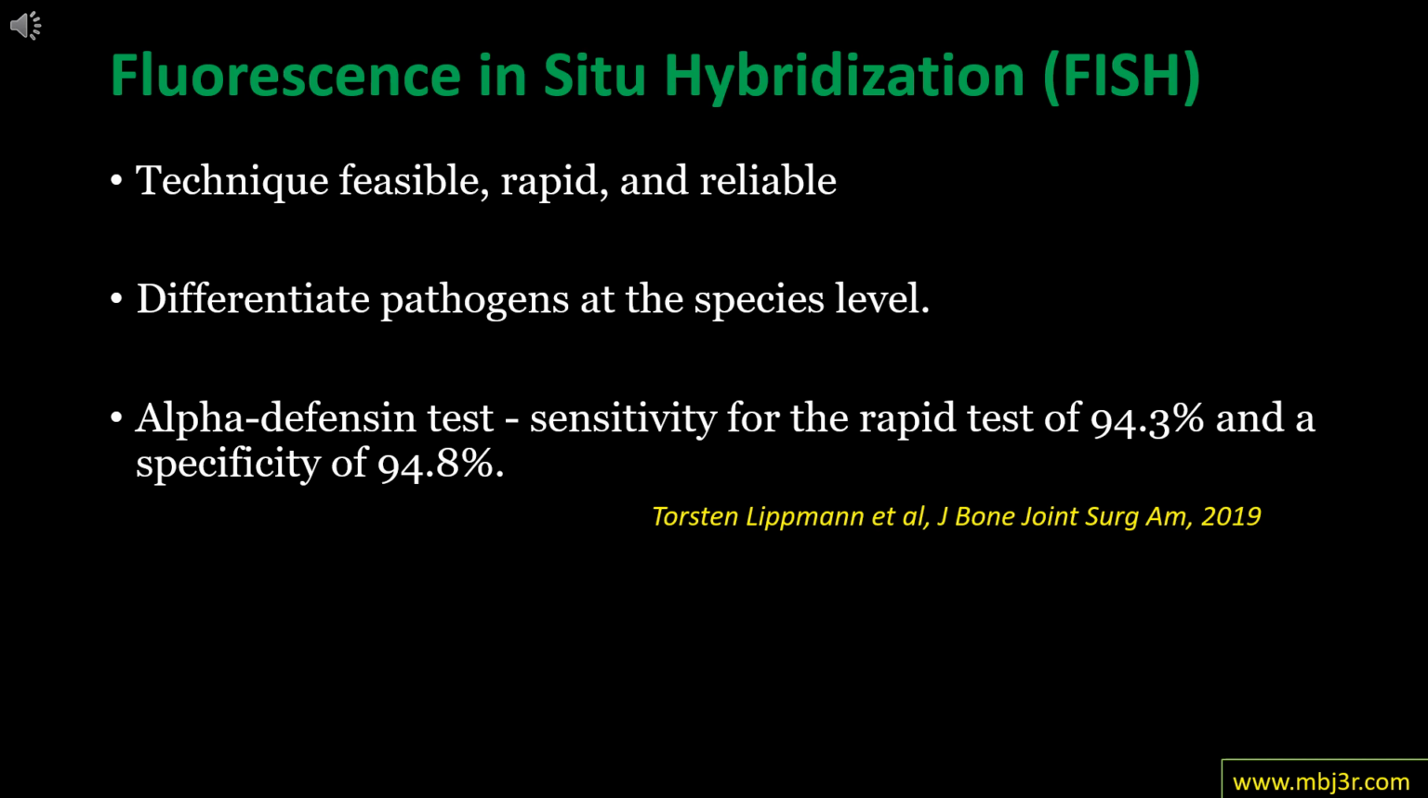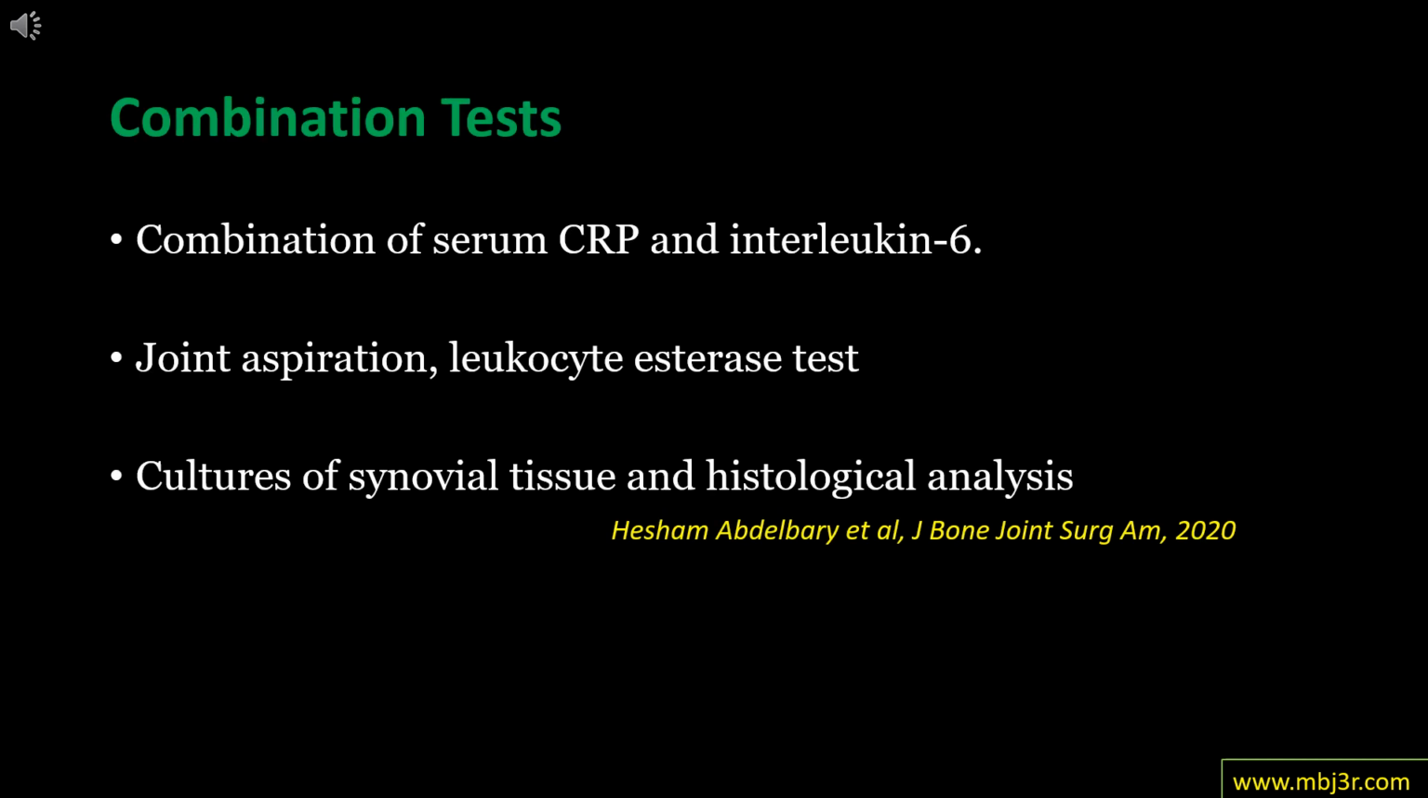A recently introduced tool for joint infection diagnosis is the alpha defensin test. A study compared results from the rapid alpha defensin test with the MSIS criteria and found a sensitivity for the rapid test of 94.3% and a specificity of 94.8%. The US FDA recently approved the rapid alpha defensin test to aid in diagnosis of periprosthetic joint infection. Combination tests in the diagnosis of a chronic periprosthetic joint infection.